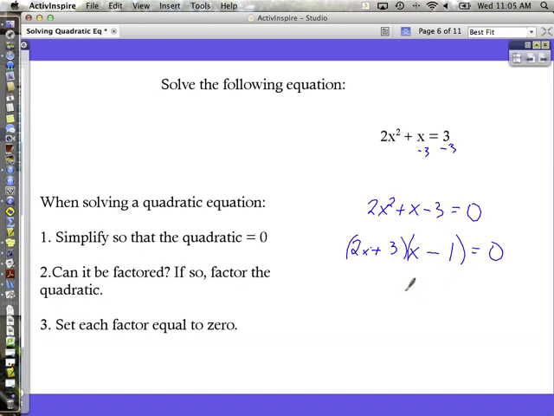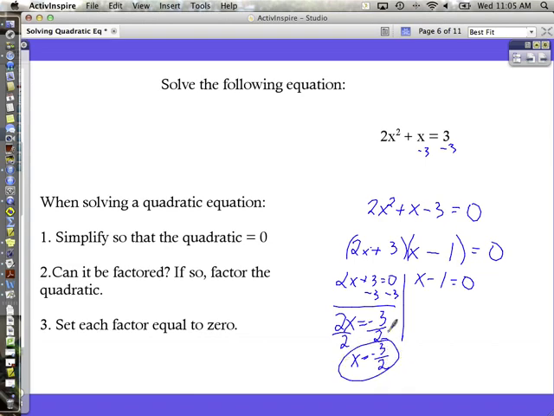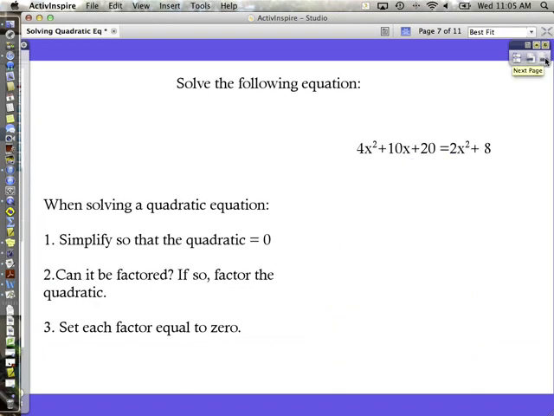Now, a lot of people say, don't I just take the opposite of the number over here to get what x equals? That is not true. When I set 2x plus 3 equal to 0 and x minus 1 equal to 0, my answer is not just negative 3. I have 2x equals negative 3. So my solution is negative 3 halves. Over here, I just have to add 1, and my other solution is x equals 1. So I have two solutions there. All right, last one.